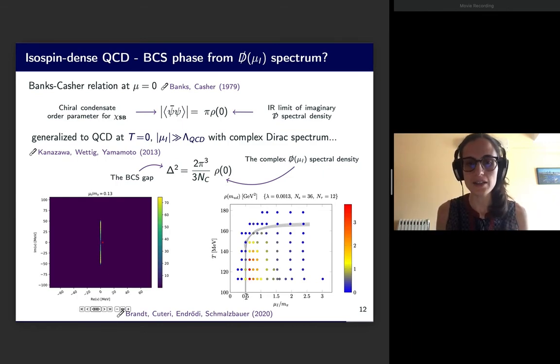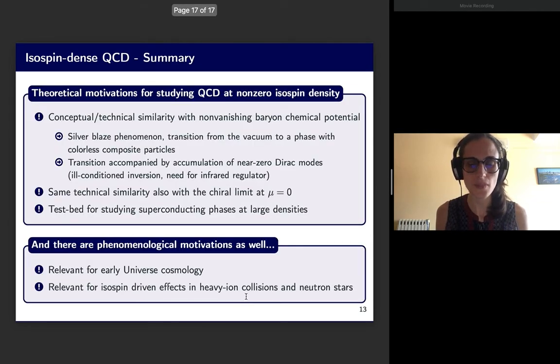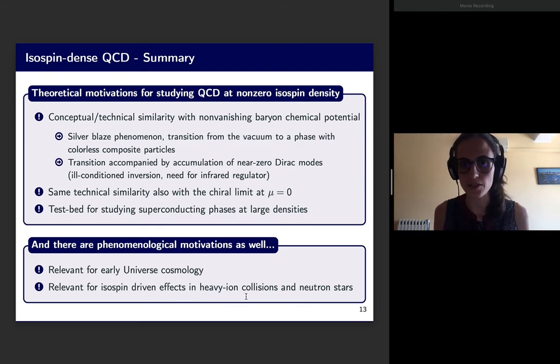So there are interesting things, again, that can be told by a direct investigation of the Dirac spectrum, which is connected to what's happening in the chiral sector, even though in a more complicated manner due to the fact that there is a non-zero value of the chemical potential.